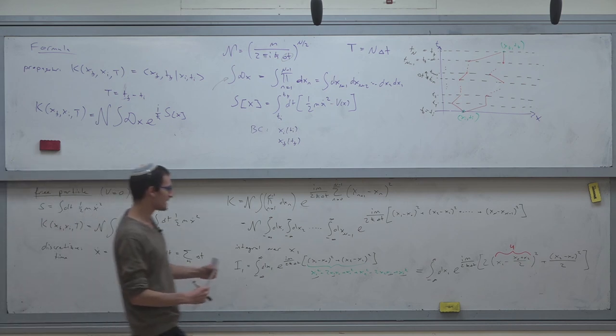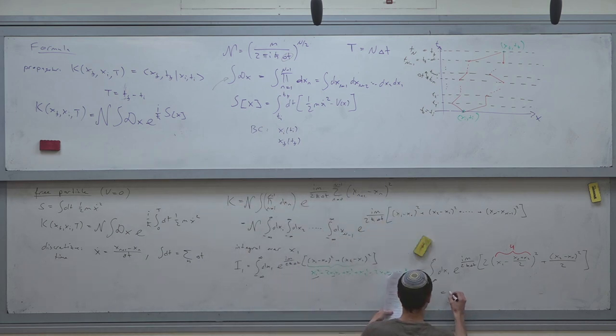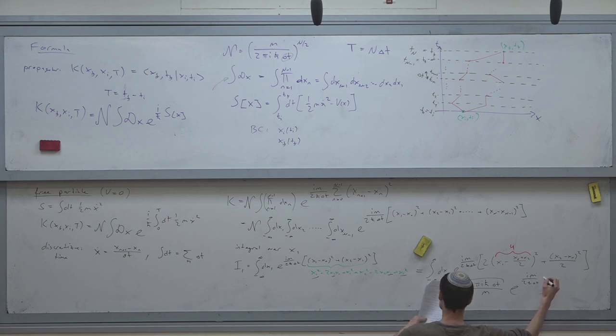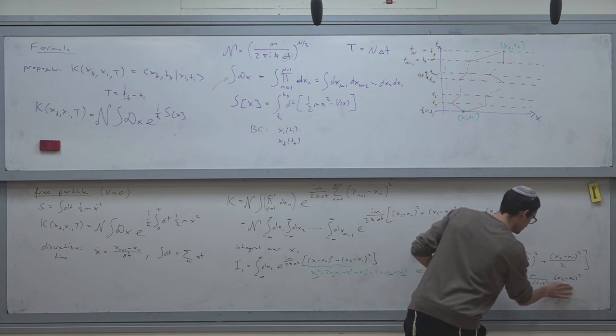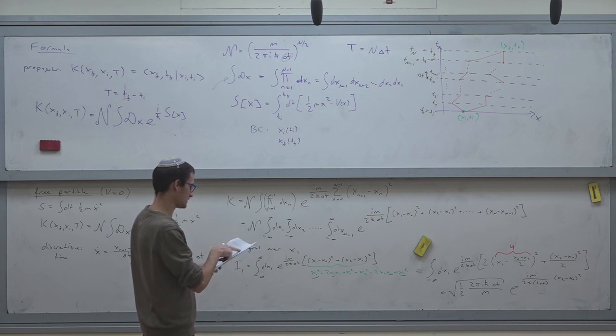square root of pi divided by whatever is before u. And so this integral evaluates to the square root of 2 pi i h bar delta t divided by m. And then there's this part here. So it's e to the i m over 2 h bar, 2 delta t, times x2 minus x0 squared. Sorry, I already used my 2. That's it. Let me see, 2 pi i h bar delta t over m.